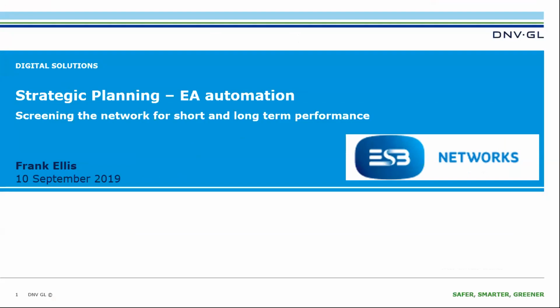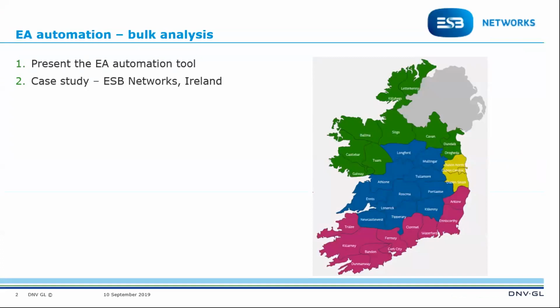So essentially we were successful. We have a client in Ireland, ESB Networks. They are a vertical utility, so they have divisions that look after generation. They have divisions that look after transmission, but this is with their distribution network team. So I'll talk about that as we go through.